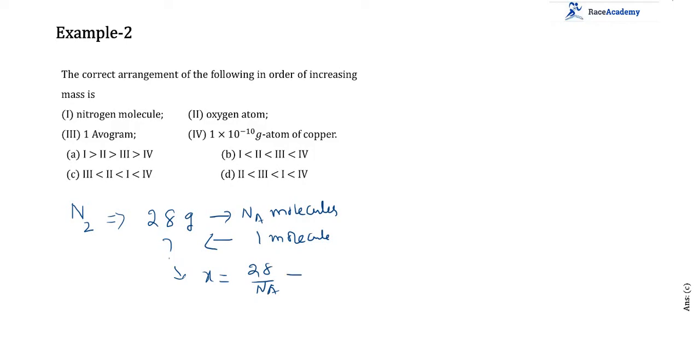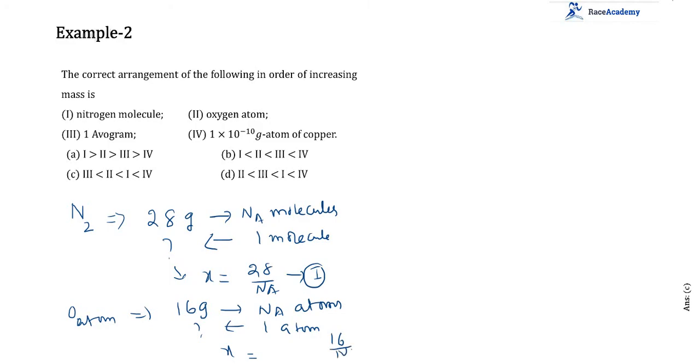Let us assume this is Roman number 1. Similarly, if you find the oxygen atom, they are giving one oxygen atom only. One mole of oxygen atoms is 16 grams, that contains the Avogadro number of atoms. If you want to find the mass of one atom, then x is equal to 16 by Avogadro number. You can keep this as Roman number 2 as per the problem.